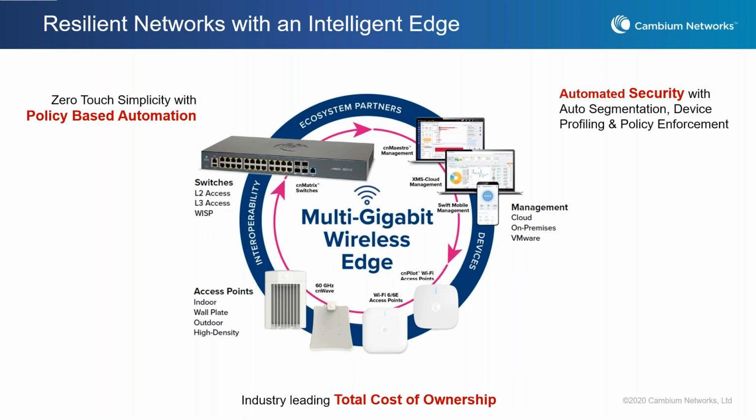Specifically to the switches, some of the things that we offer is zero touch simplicity with our PBA feature that I will talk about. A lot of work on security. We like to say we have automated security with auto segmentation, automatic device profiling, and also automatic policy enforcement. And with all the features and capabilities I'm going to talk to you about today, the warranty that comes with it, it all adds up to be a very compelling, very low total cost of ownership. So it's not just about the switches, it's about the solution that we offer.